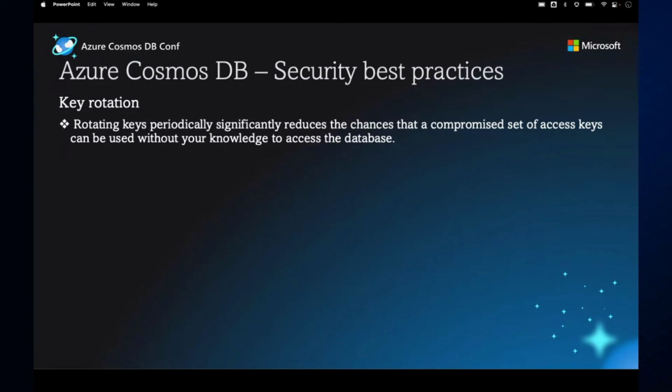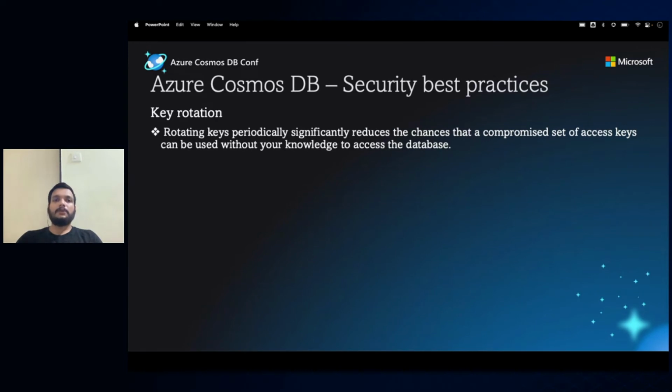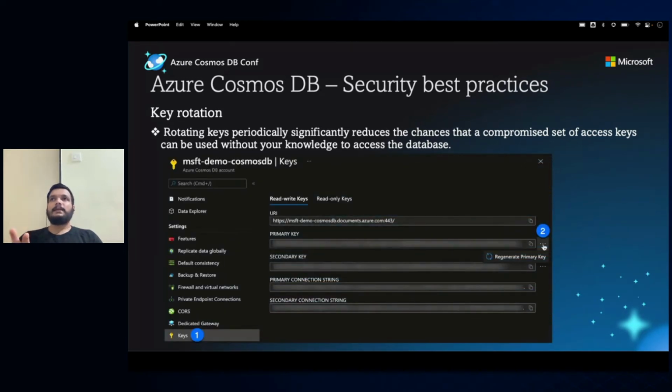Now, assume a scenario where these keys get compromised. If these keys get compromised, there is a high chance that the attacker can easily access the database. That is where key rotation comes into the picture. Rotating keys periodically significantly reduces the chances that a compromised set of access keys can be used without your knowledge to access the database. Right? This doesn't guarantee that there is no data breach, but at least minimizes the impact.